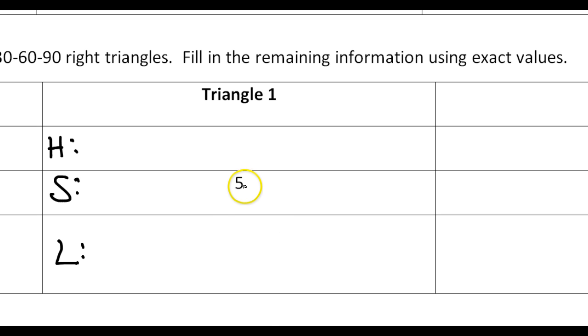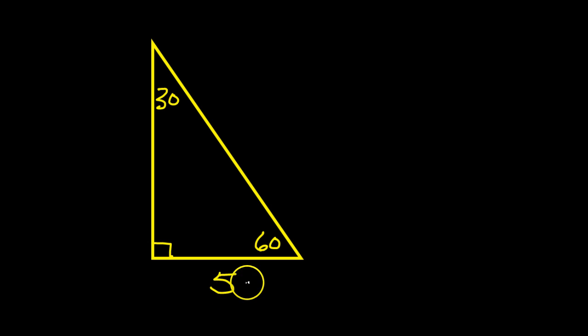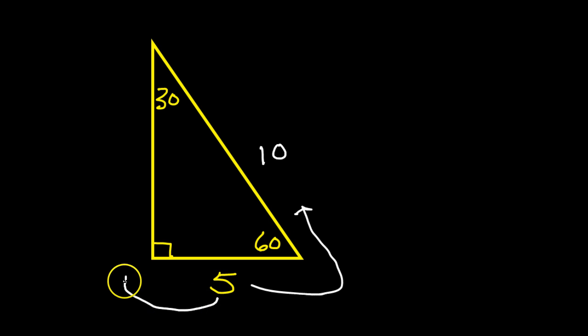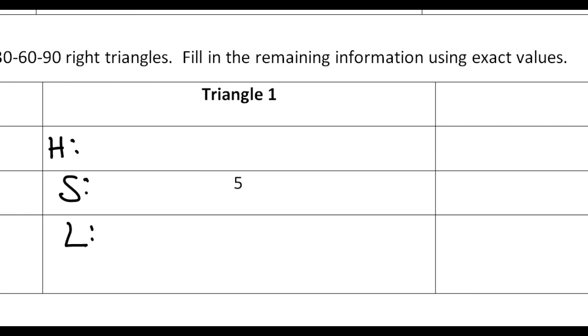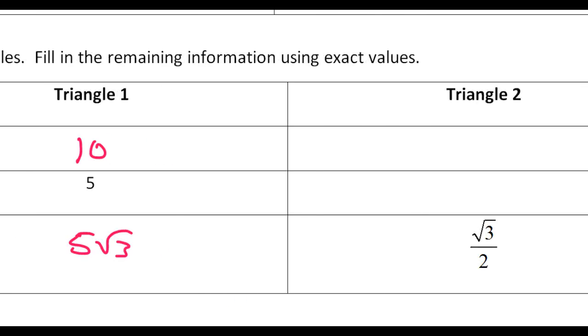Okay, so in this one they're giving us the short leg. So this is the super easy version. They're giving us that the short leg is 5. So that means the hypotenuse should be double this, should be 10. And the long leg should be 5 with a radical 3 on it. So 5 radical 3. So there you go. The long leg is 5 radical 3, the hypotenuse is 10. Okay, so that's it for that triangle.